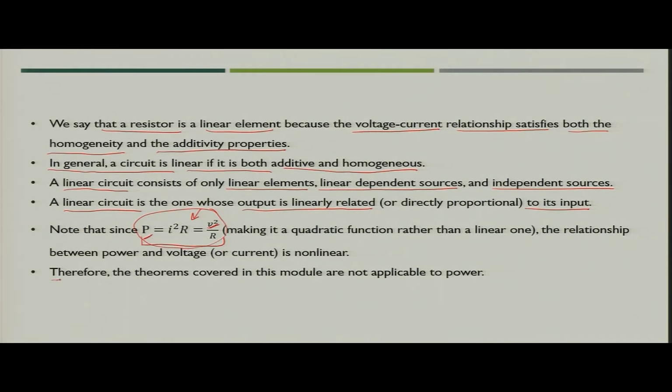That is why whatever theorems we will cover in this module will not be applicable to power, because the relationship between input and output is not linear.